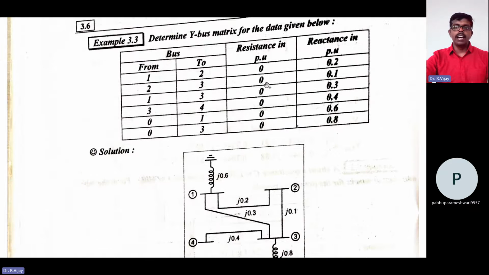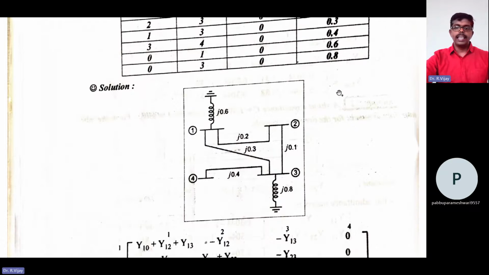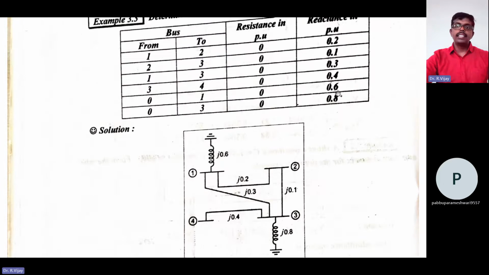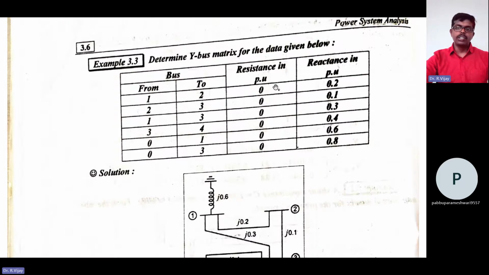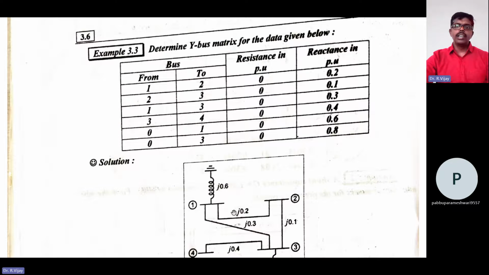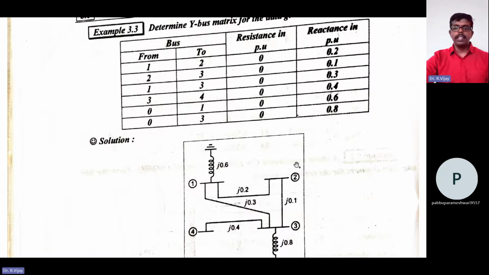Z is nothing but 0 plus J into reactance. Z is equal to R plus J into X. Here R is 0, and reactance is X. So 1 to 2 is nothing but 0 plus J into 0.2, which they have simply kept as 0.2. Similarly, 2 to 3 is 0 plus J into 0.1.